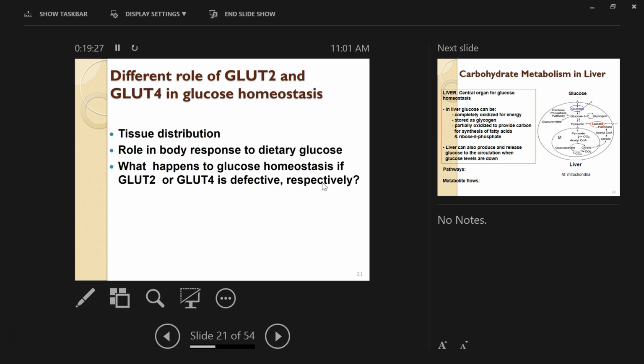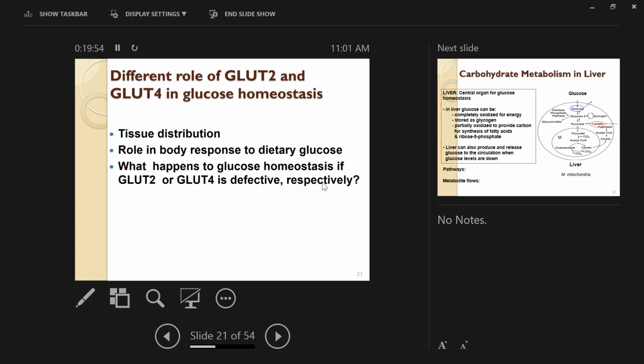Right. Let's talk about GLUT2 first. But yeah, you're right, you're thinking about GLUT4, right? GLUT2. So which tissues express GLUT2? Which tissues produce GLUT2? Pancreas, yeah, beta cell and liver, right?